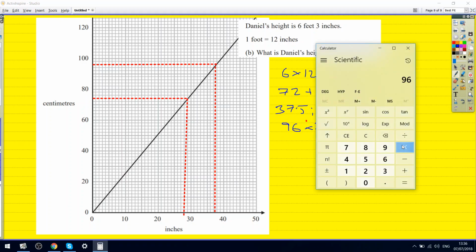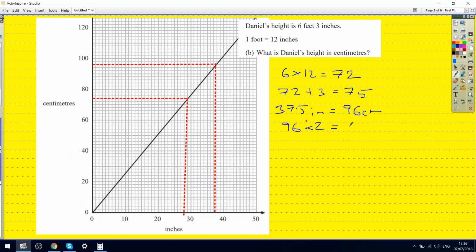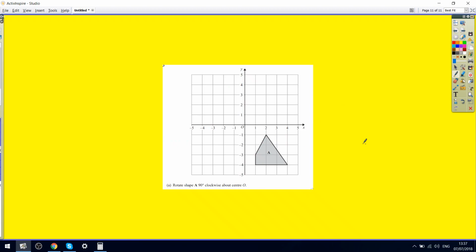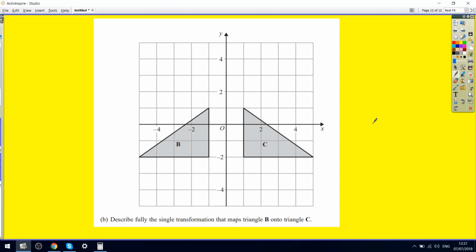You got it. Any questions there? No, thank you. So you go for that. It will be rotated 90 degrees, so it'll look something like that.